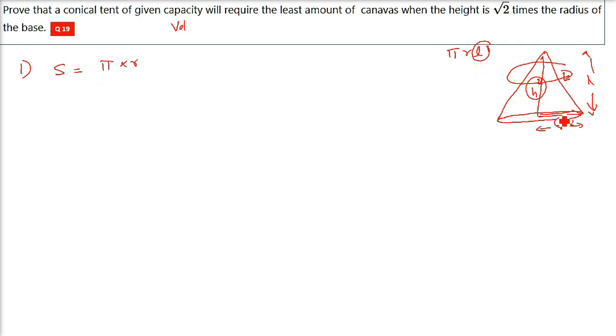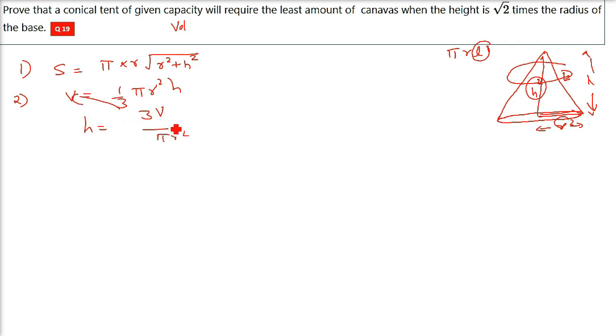So pi into r into L, in place of L just replace it by the Pythagoras theorem value, which is under root r square plus h square. So I'm writing it directly. You already know it from your previous classes because we have already done mensuration quite a lot. The next thing in this question is the capacity. Capacity is the volume. Volume is 1 by 3 pi r square h when we take the cone. What is h? The h in terms of v is 3v by pi r square.